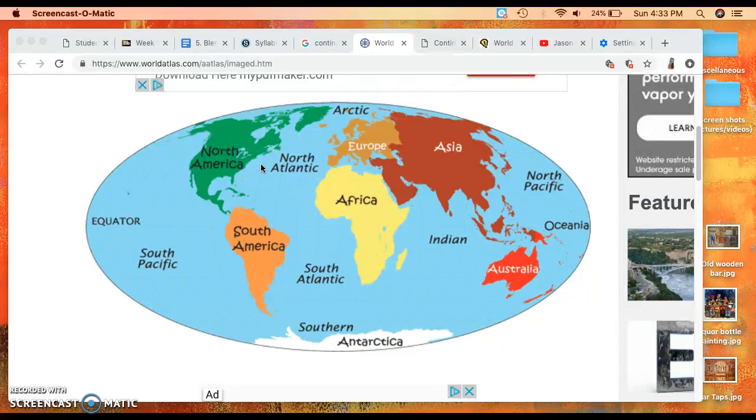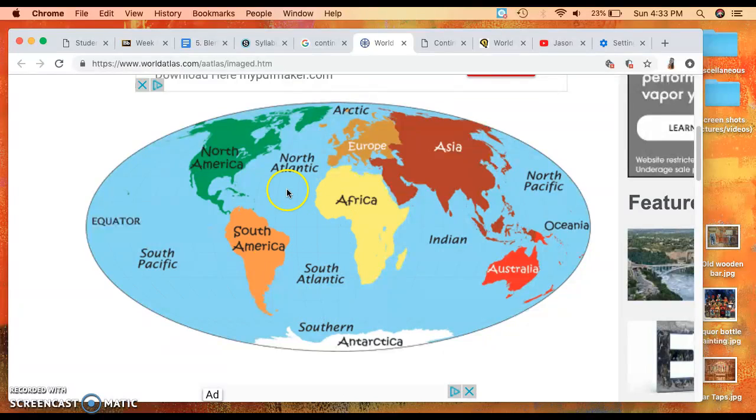So our continents are North America, South America, Antarctica, Africa, Europe, Asia, and Australia. And our oceans are the Pacific, which is to the west of the Americas and the east of Asia and Australia. We have the Atlantic Ocean, which is right in between the Americas and Africa and Europe. We have the Indian Ocean, which is directly south of India. We have the Arctic Ocean, which is north, above Europe and North America. And last, we have the Southern Ocean, which is north of Antarctica, right? So further south, it's very cold.